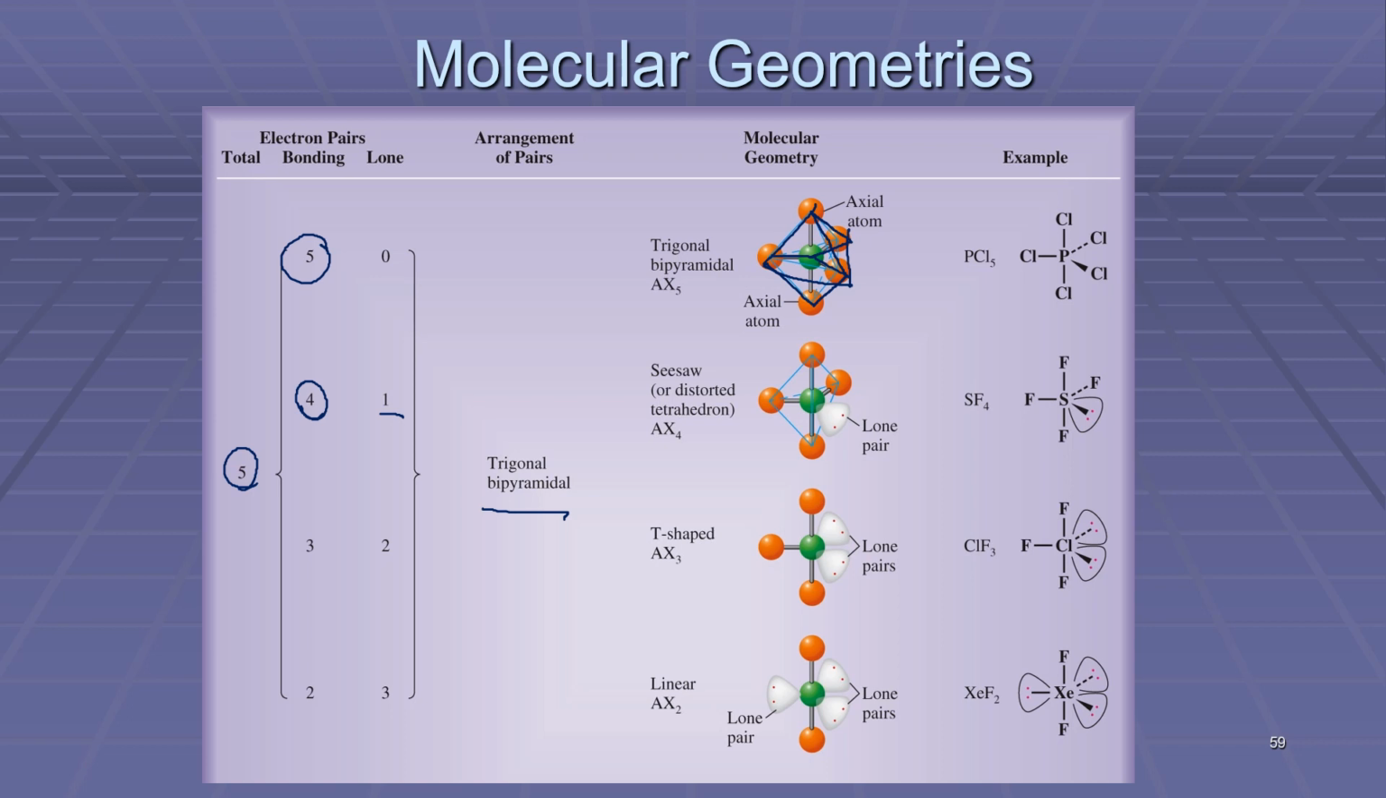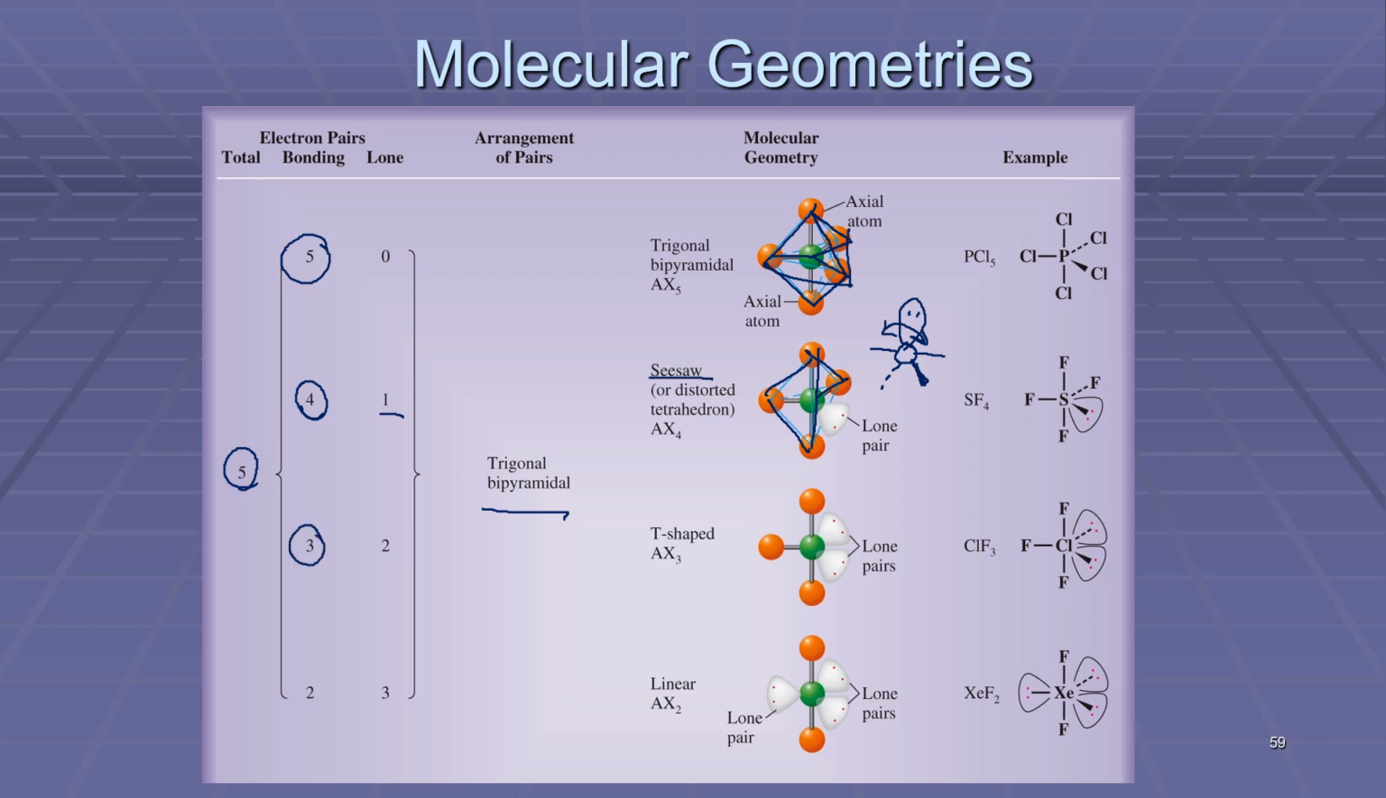So you can see here, and I think if we do this in lab, you'll see better. This is called the seesaw shape. If I draw it this way, you can kind of see it. It looks like a seesaw where it can rock back and forth because the unshared pair is right here. And so the 4 bonds, 1 unshared pair is called a seesaw.